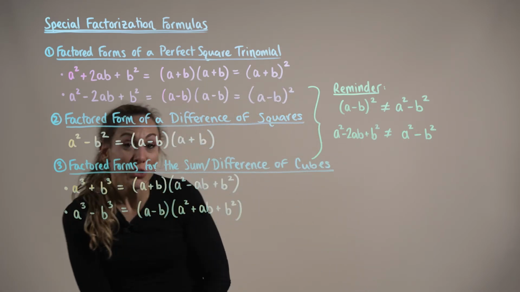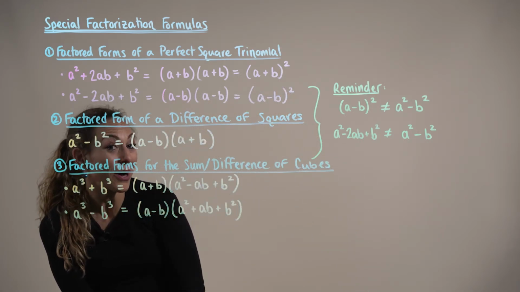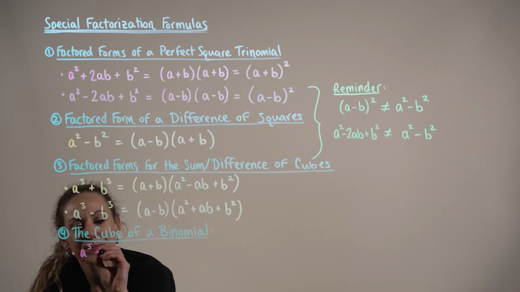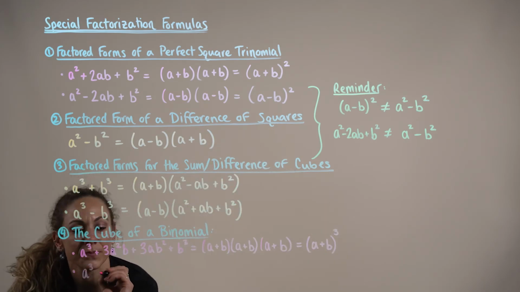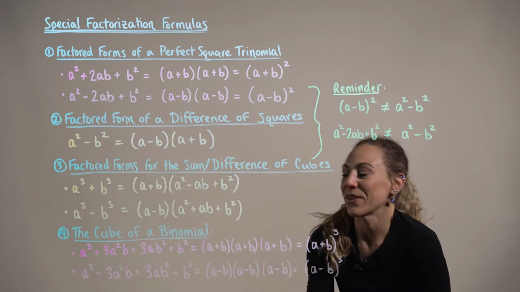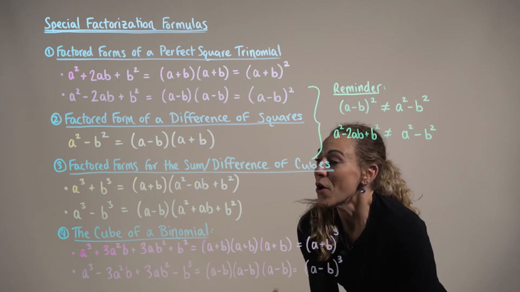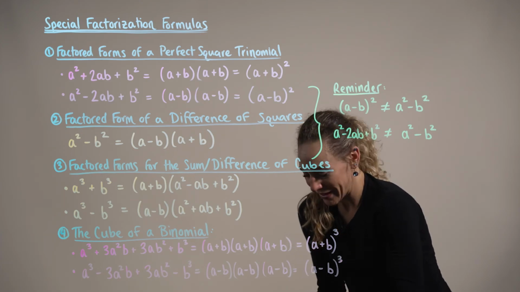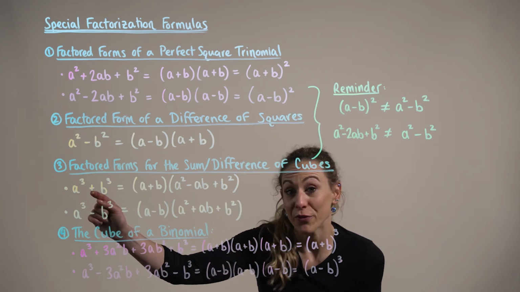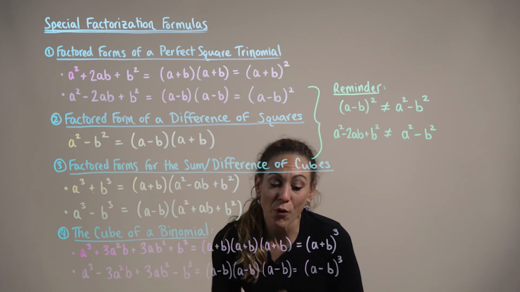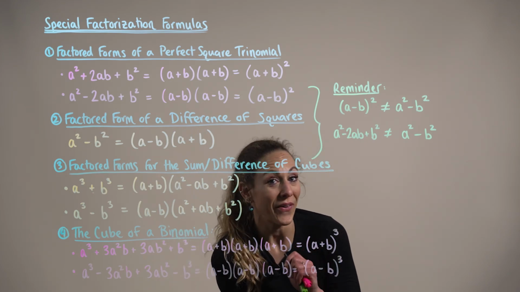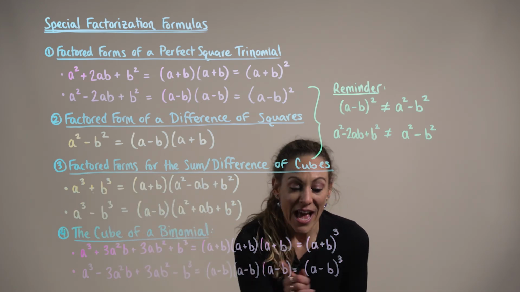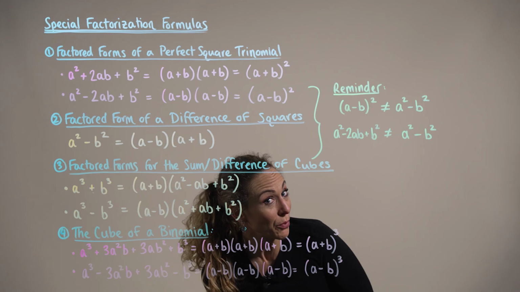And last but not least, we have two more factorization formulas for the cube of a binomial. So with these two factorization formulas, we again want to be mindful, just like with our difference of squares and the square of a binomial, that the sum of cubes is not the same formula as the cube of a binomial. And the same thing with the difference of cubes. This is not the same, as we can see, as the difference of a cube of a binomial.